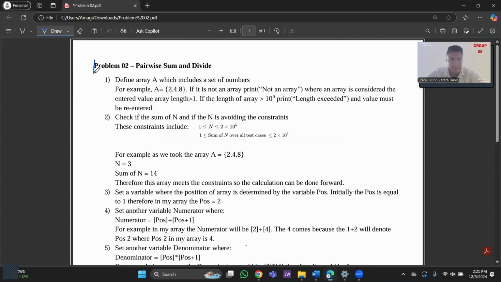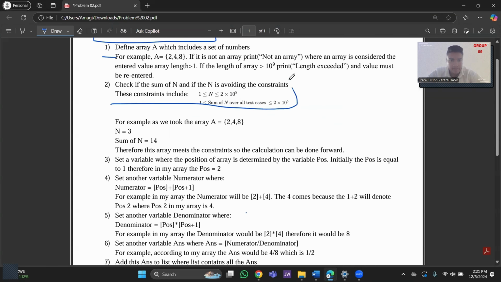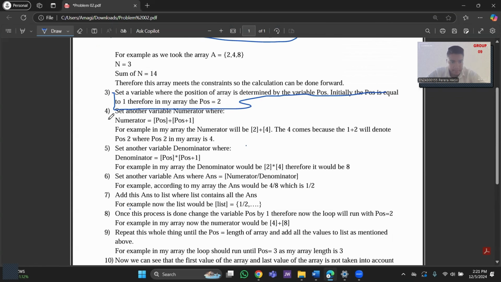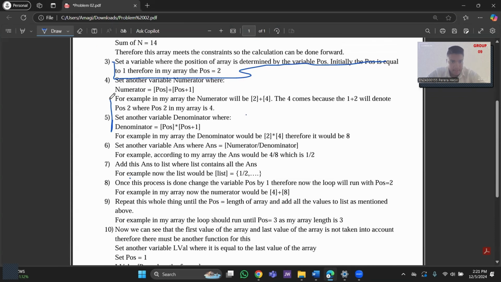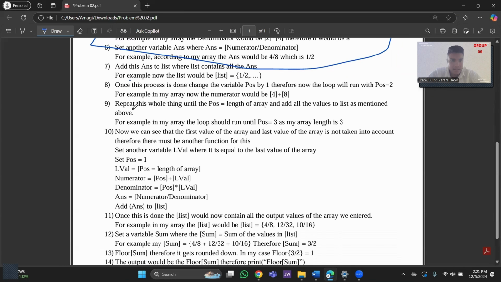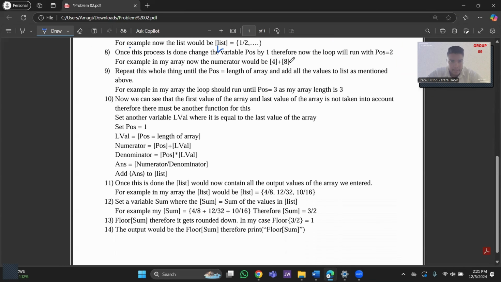So I'll be discussing problem 2, pairwise sum and divide. At first, we are defining an array and checking if the constraints are met. And here we are setting a variable where the position of the element is defined. And we are doing a calculation for the numerator and the denominator, and they are divided by each other. And the value of that is added to the list. And then it is repeated until the position is equal to the length of the array.